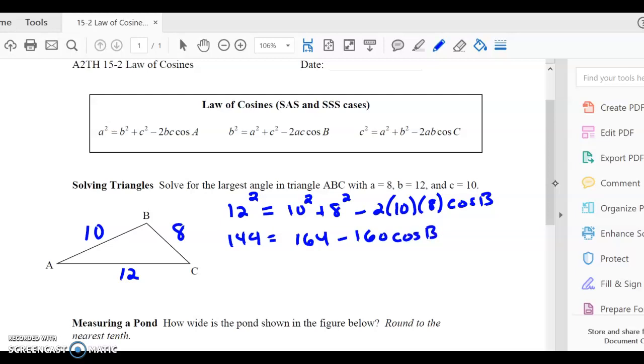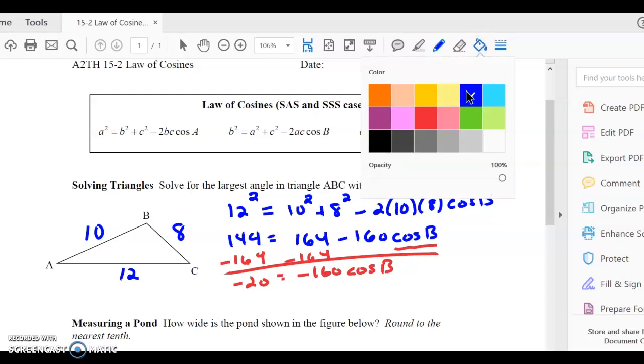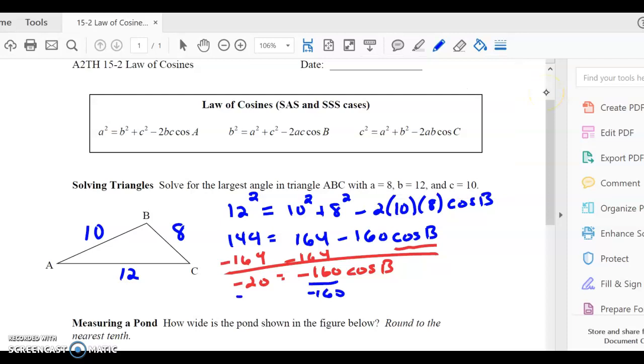This is where students make a mistake. This cosine of B is a variable. It's attached to 160. So 164 minus 160 cosine of B cannot be combined because they are unlike terms. So what we must do is subtract the 164 to the other side, and we get negative 20 equals negative 160 cosine of B. Then we divide by negative 160, and we get 0.125 is equal to the cosine of B.